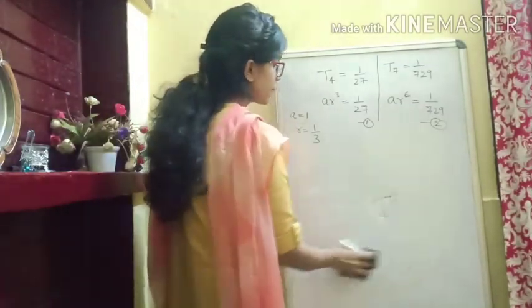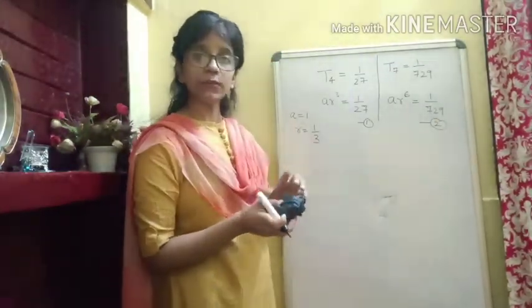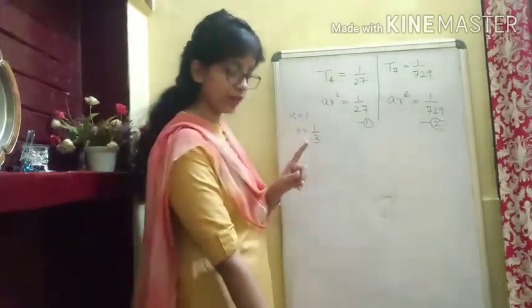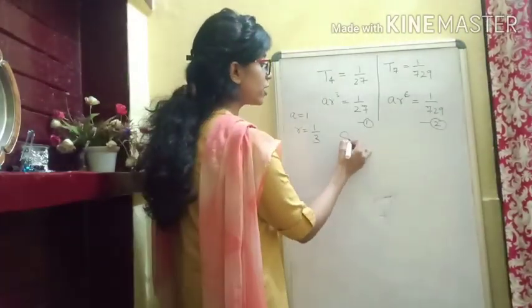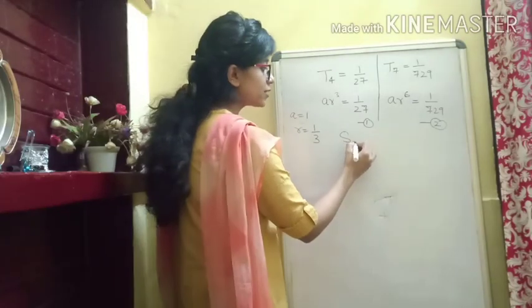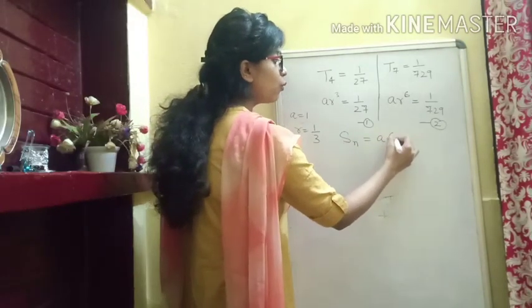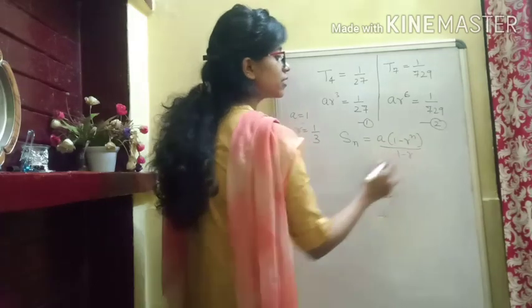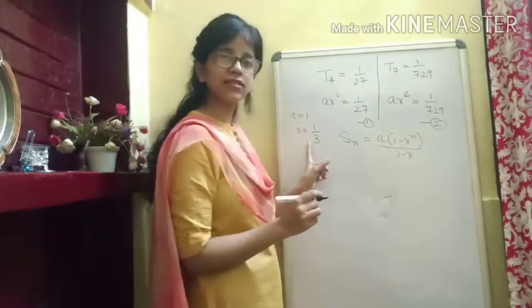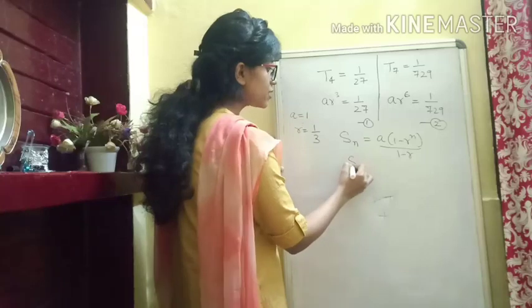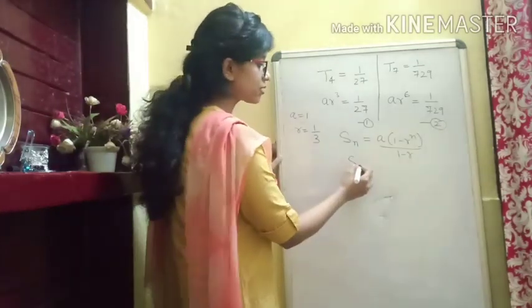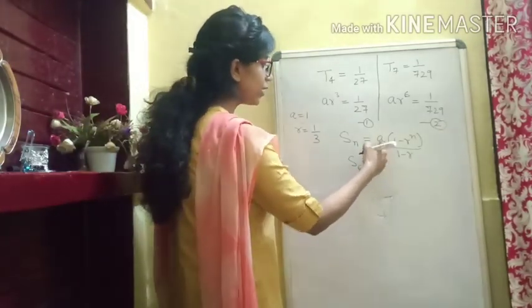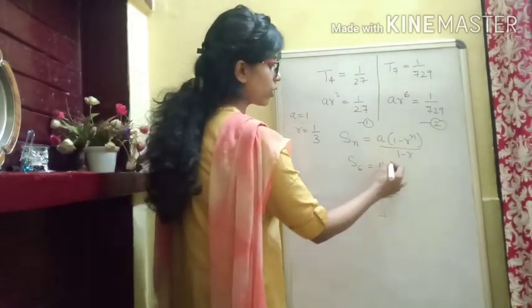Now first you see the value of r is coming 1 by 3, which is less than 1. If it is less than 1, what is the formula to calculate sum? That is Sn equals a into 1 minus r to the power n upon 1 minus r. This formula we use whenever r is less than 1. So S, how many terms we have to take? 6 terms. So S6. A is coming 1. So we will write 1 here.